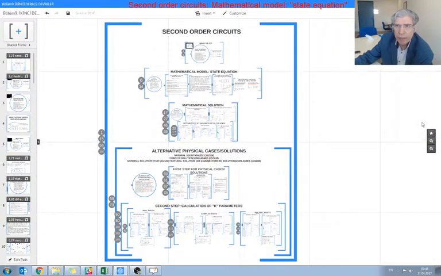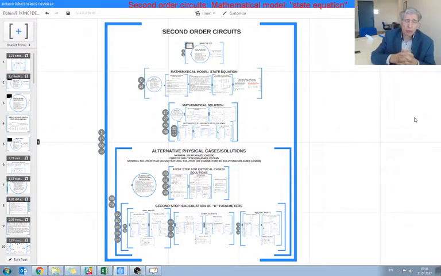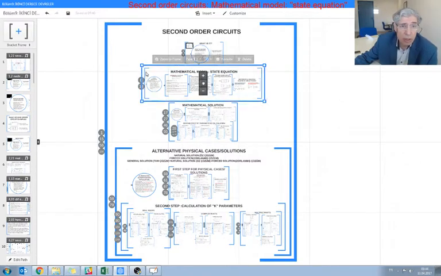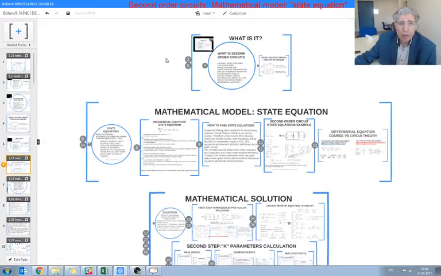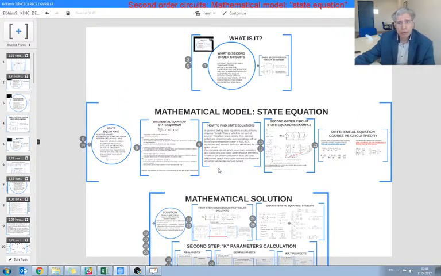Now, we have seen what second order circuits are already. What we are going to do here is analyze a second order circuit. That means a circuit which includes one inductor and one capacitor. And it is a simple second order circuit.